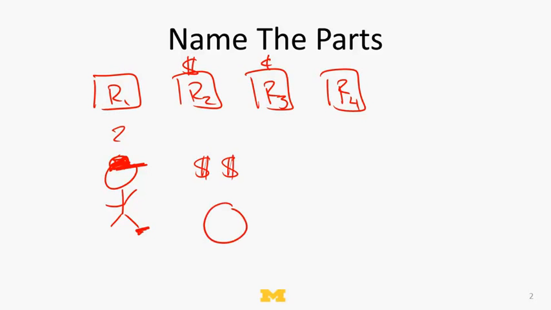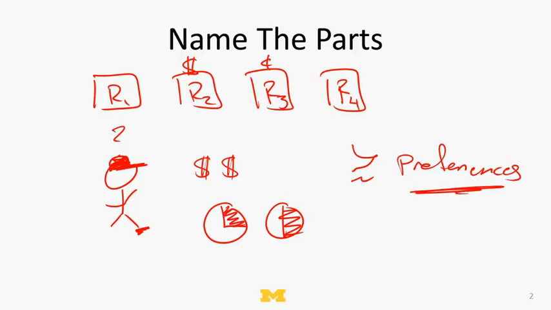Another thing that matters is how much time he has. Does he have only 15 minutes, or a whole half hour to have lunch? Different restaurants may take different amounts of time. A third thing, and we'll write this fancy little symbol here for preferences, is how economists and social scientists write preferences down. These are just what he likes. Maybe one of these is a Mexican restaurant, maybe one is an Italian restaurant. So he's going to have different preferences over the different restaurants. These are all relevant parts that go into the model.